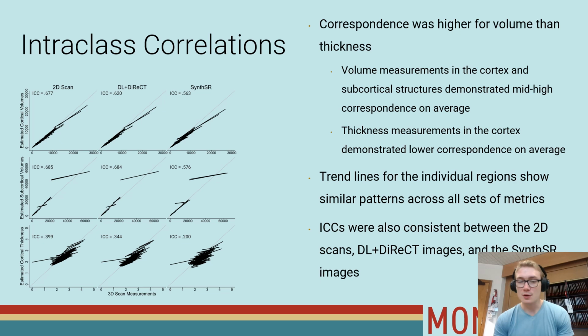Each line on this series of charts represents a trend line of the correlation between the 3D region and one of its analogues, with perfect correspondence represented by the diagonal. If you look at the overall patterns, you can see again that there is little difference between the 2D scans on the left, the DL+DiReCT images in the middle, and the SynthSR images on the right, although volumes were better estimated than grey matter thickness globally.